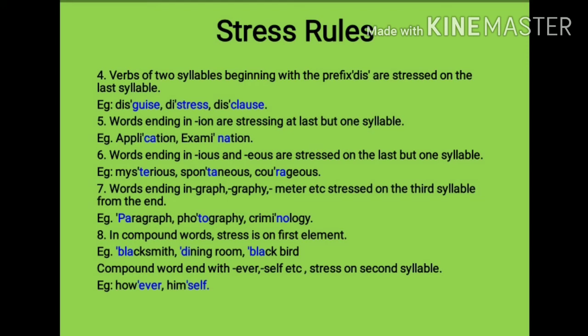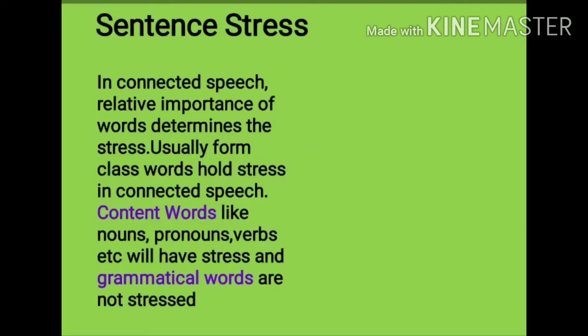And if the compound word ends with ever or self, stress is on the second element. For example, however, himself. For the word however, stress is on the second syllable, that is ever. Himself, stress is on the second element, that is self. However, himself, yourself, these are the examples of that.